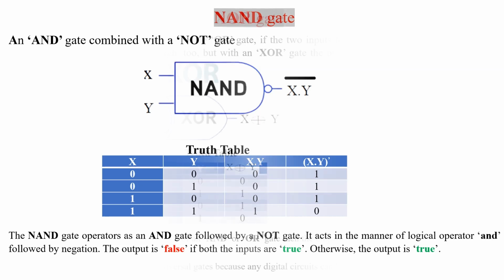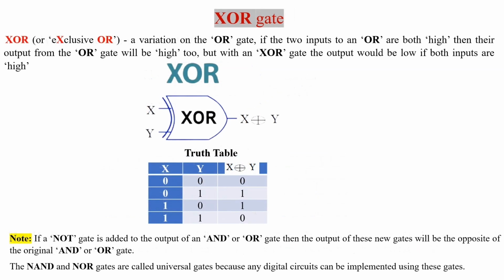Next is XOR gate. XOR, or exclusive OR, is a variation on the OR gate. If the two inputs to an OR are both high, then the output from the OR gate will be high too, but with an XOR gate the output would be low if both inputs are high. This is the picture of XOR gate. Here, you have to note, if a NOT gate is added to the output of an AND or OR gate, then the output of these new gates will be the opposite of the original AND or OR gate.